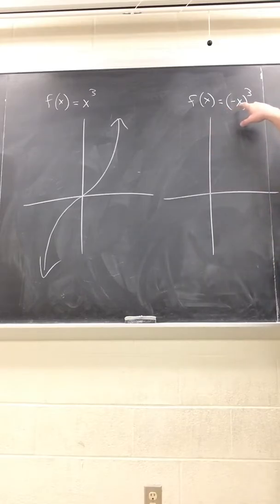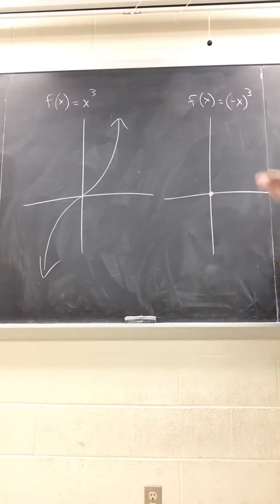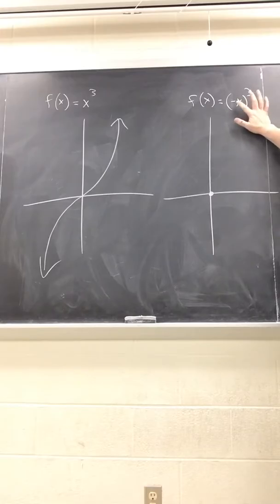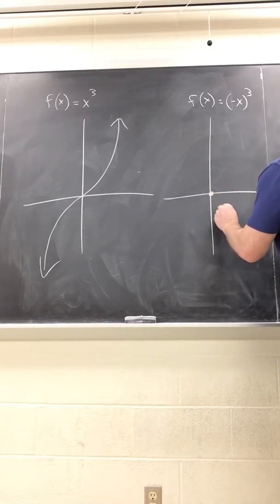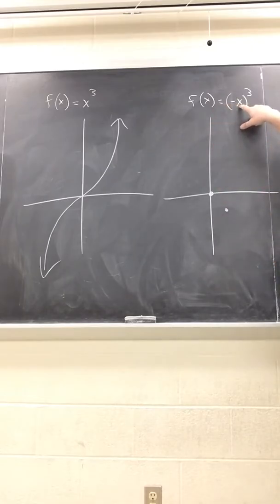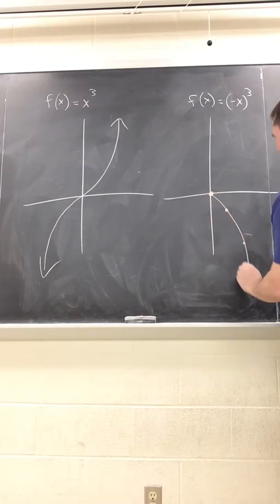If we plug in 0, we get negative 0, which is 0, and then cube it, which is still 0. If we plug in 1, keep in mind the negative in here is on the inside. So if we plug in 1, we get negative 1 cubed. Negative 1 cubed is negative 1. So at positive 1, we get negative 1. If you plug in 2, you get negative 2 cubed. Negative 2 cubed is negative 8. So at 2, we get negative 8. And we can see my graph will look like that.